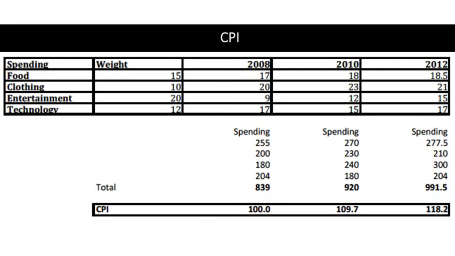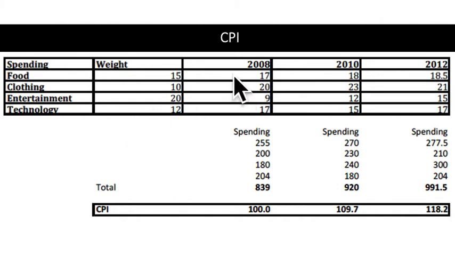So the first question was to calculate CPI, and so I'm showing you the actual question here, the CPI information that you were given. In this question, it gives you various pieces of data. First it gives you the weight, how many of these things are purchased. It gives you the prices in 2008, the prices in 2010, the prices in 2012. For this scenario, food is bought 15 times, clothing is bought 10 times, entertainment is bought 20 times, technology is bought 12 times.